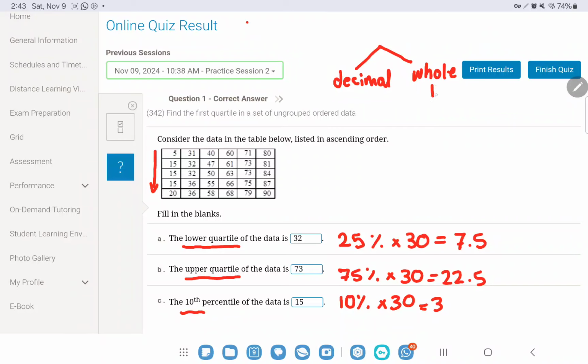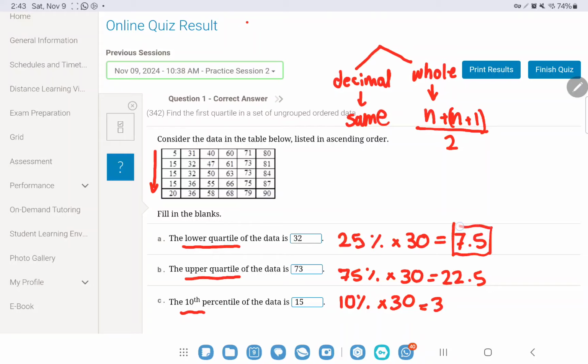If you get a whole number, you take that position plus the position after it. Let's say here, ours here is 3. So actually, let me write it: n plus 1 over 2, okay? So that's what you do when you have a whole number. When you have a decimal, just take the same position.